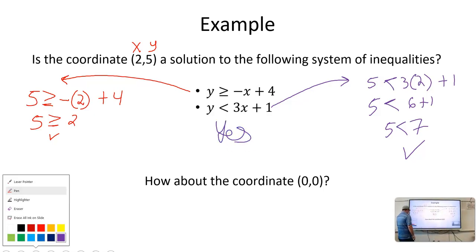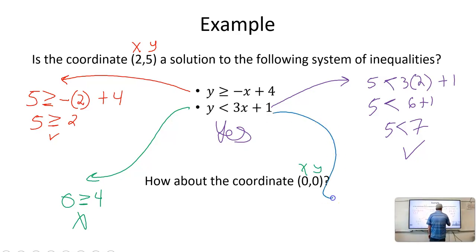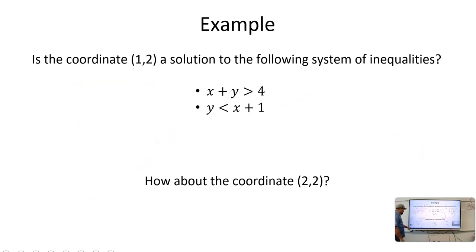All right. Now let's try it using 0, 0. Okay, so we have 0 is greater than or equal to negative 0, which is just 0, and 4. Is 0 greater than or equal to 4? No, it's not. We don't even have to do the next one. I'm going to, just so you can see what it would look like. So if I would do this one, I would have 0 is less than 1. That is true, but since the first one was not, no, 0, 0 is not a solution to that system of inequalities.